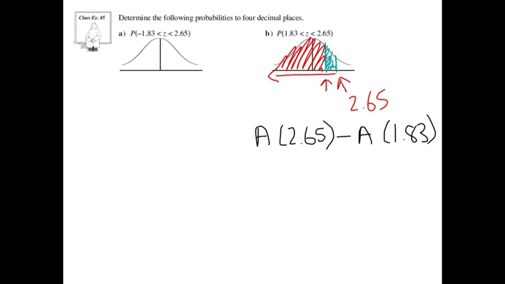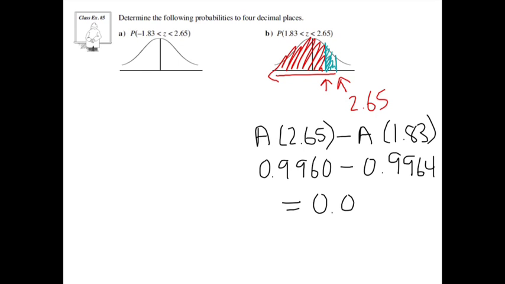So that's going to be 0.9960 minus 0.9964. And that will result in a number of 0.0296.